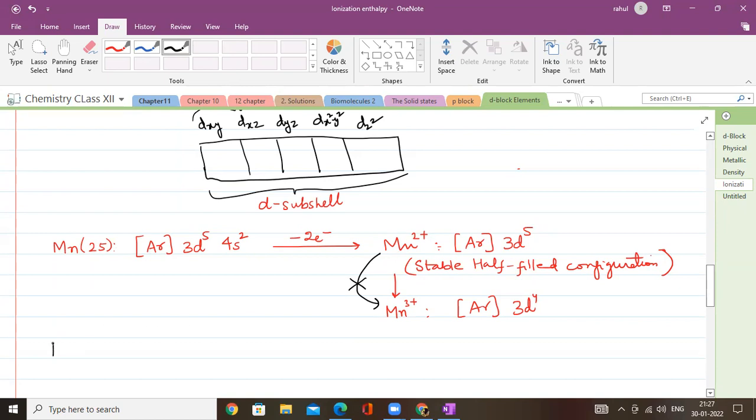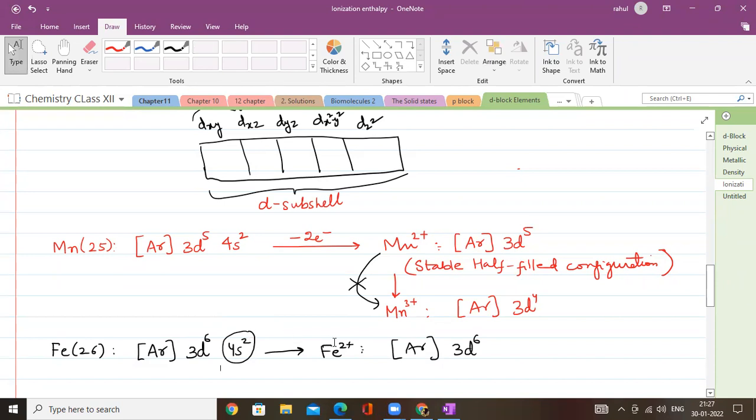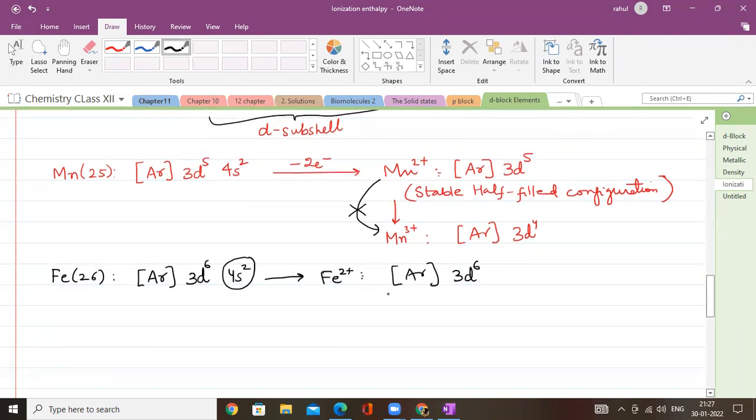Now let's talk about iron. Iron has atomic number 26, so the configuration is argon 3d6 4s2. Iron exists in 2 variable oxidation states. One of them is of course +2. In the +2 oxidation state, the configuration will be argon 3d6, where I lose 2 electrons from the s orbital and get Fe2+, which is called ferrous. Remember, ferrous is always green in color.